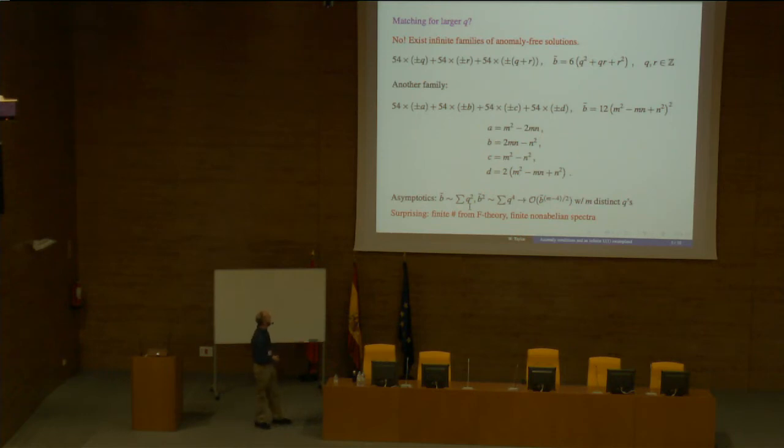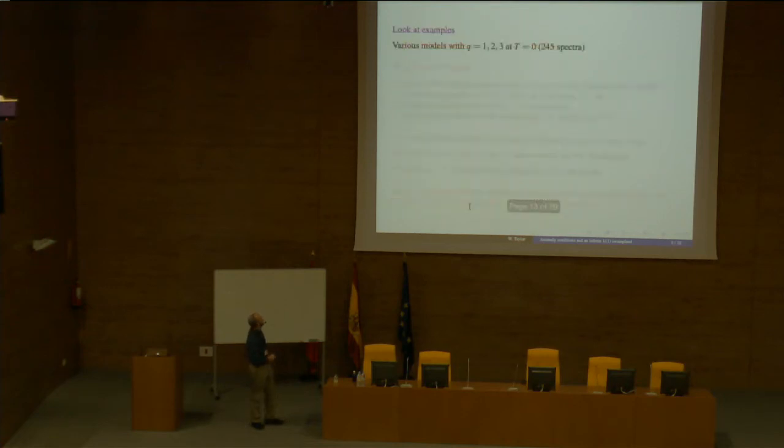Let me explore in the remainder of the talk a little bit more what we can say about this infinite swampland. Okay, so let's look at some examples. Let's now move on to things with charges 1, 2, and 3 at t equals 0. Again, sort of the next simplest case. So we can solve those anomaly equations. It's just some Diophantine equations in integers. Turns out there are 245 solutions.